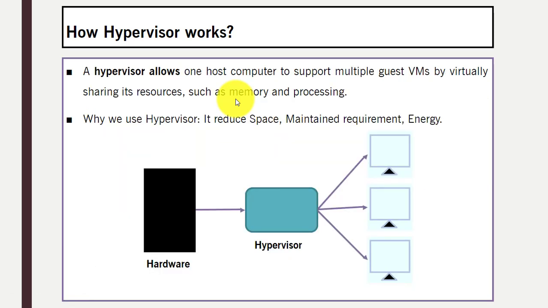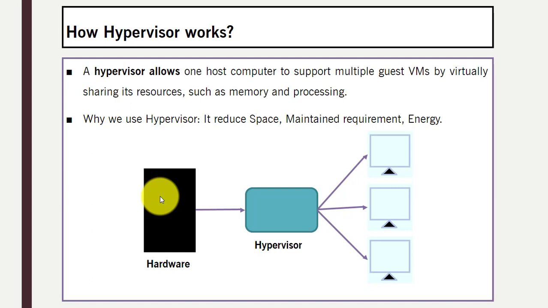So a hypervisor allows one host machine. As you can see here we have the hardware, or you can say this is the host computer. When we install a hypervisor on this host machine, it will allow you to use multiple guest virtual machines while virtually sharing its resources such as memory and processing. So when you install a hypervisor on a host machine, it can support multiple guest virtual machines.